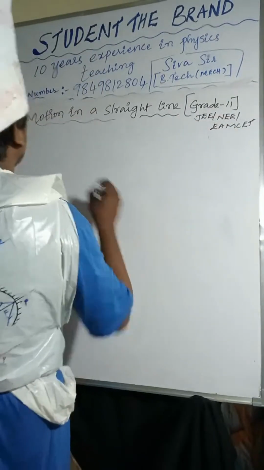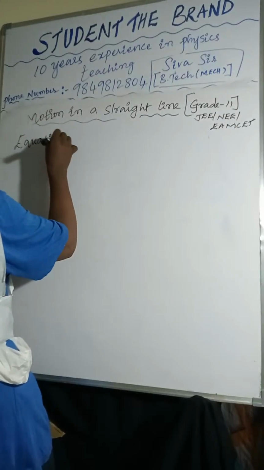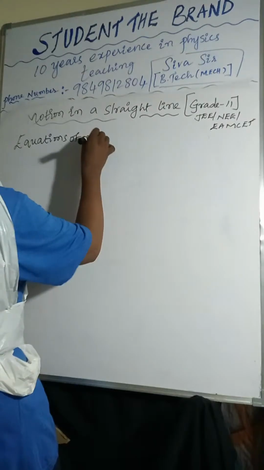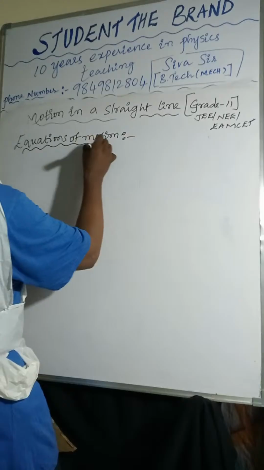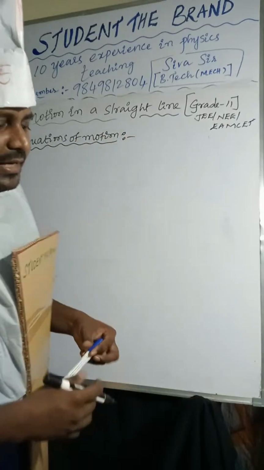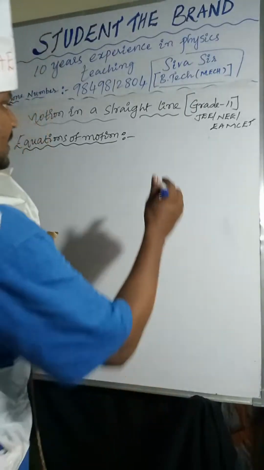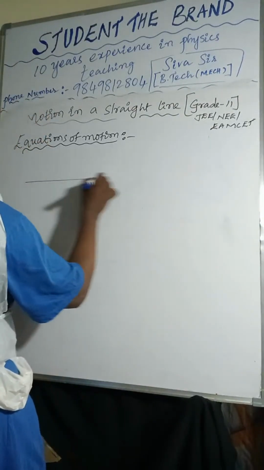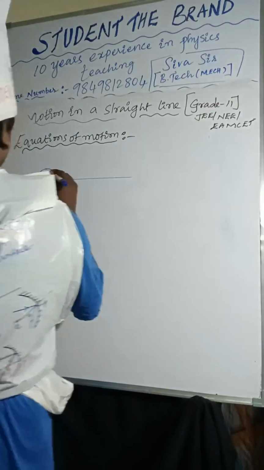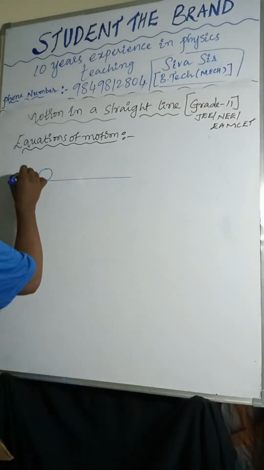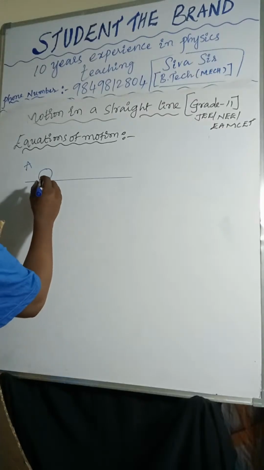Motion in a straight line. Now, equations of motion we are discussing. I will tell one example. If the object is moving, I'm taking this object here, object A. The object is at point A. The initial velocity of the object is u.